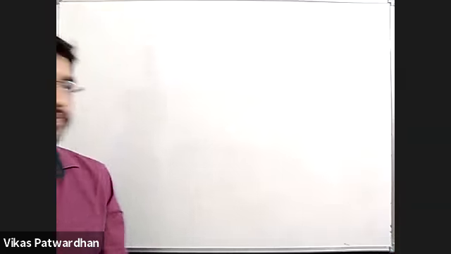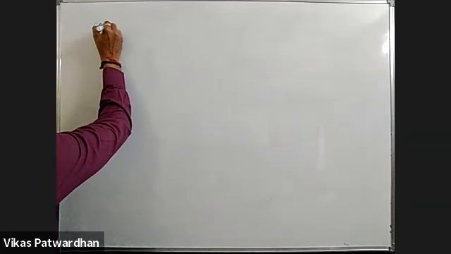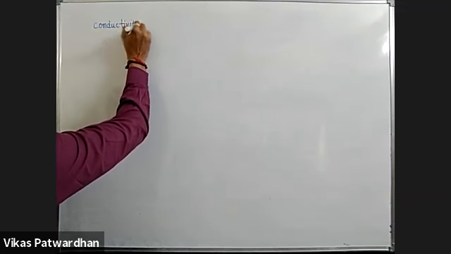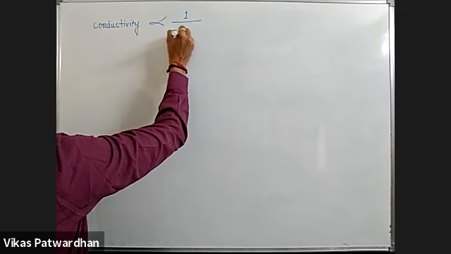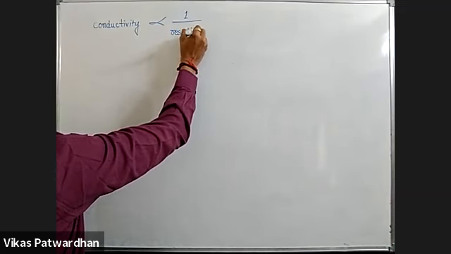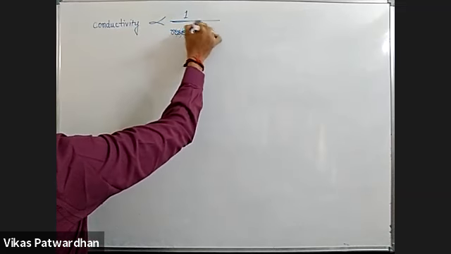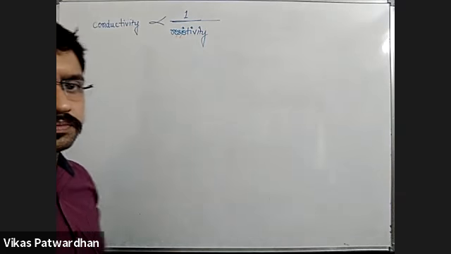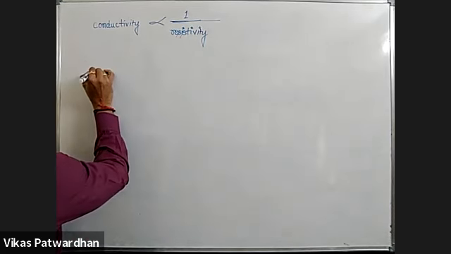Next, that is next one, you have to write. Conductivity is 1 by resistivity. Conductivity and resistivity are inversely proportional. Next, second point.